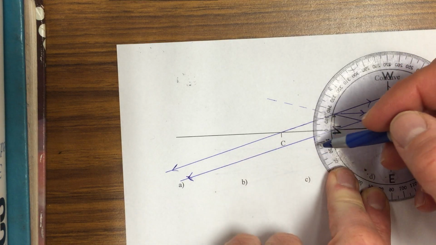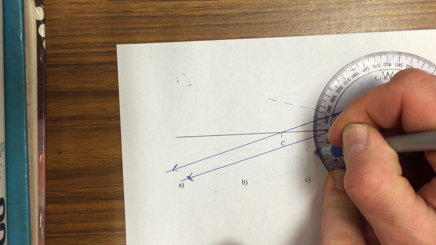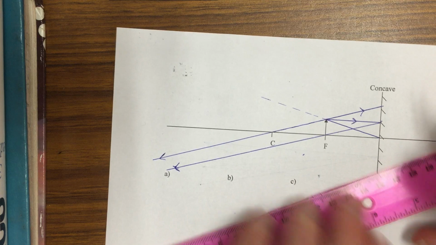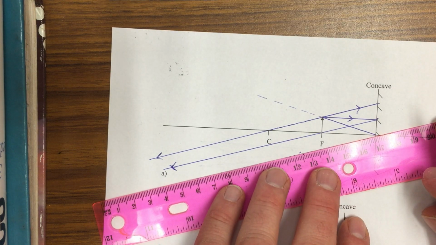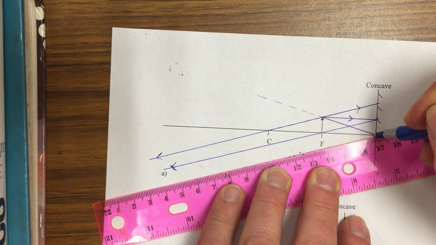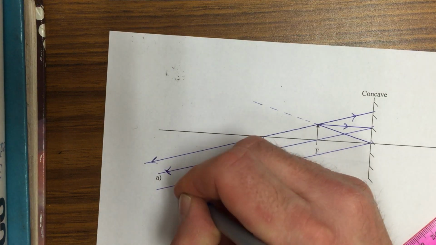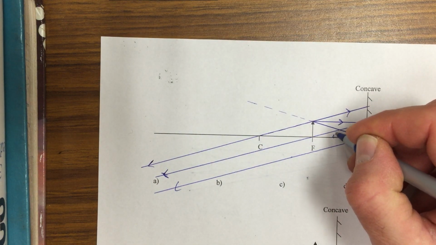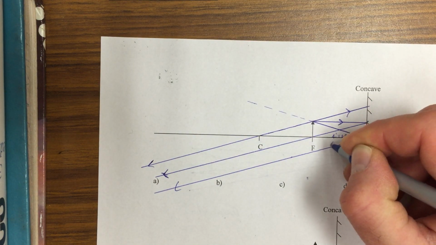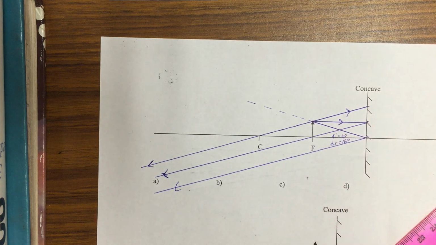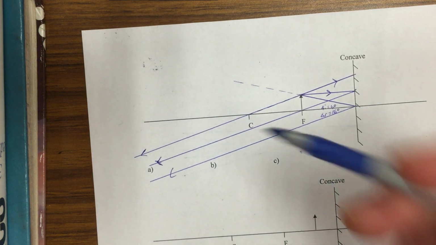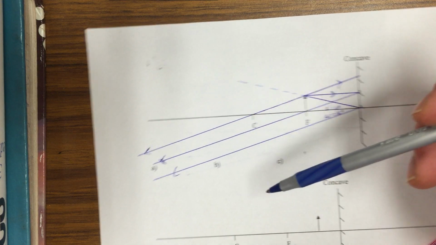So I go down here 16 degrees, make a mark like so. I'm then going to connect this from the vertex to that 16 degree mark, like so, and I draw it out like that. So I have my angle I of 16 degrees, my angle R of 16 degrees. Very interesting. We are looking for where the light rays cross or appear to cross.